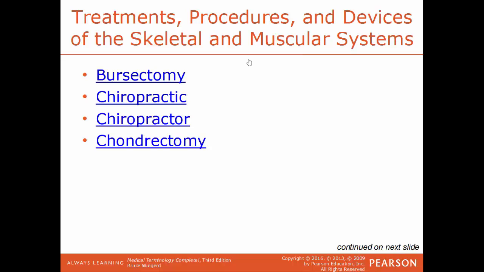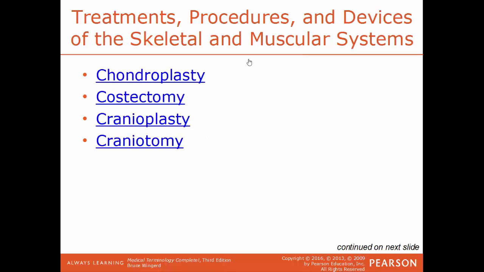Ectomy is always the surgical removal of. Chondro is a reference to cartilage, excision or removal of cartilage. Chondroplasty, the surgical repair of cartilage. Costectomy is a surgical removal of a rib. Cranioplasty, surgical repair of the skull. And craniotomy is a surgical opening into the skull.